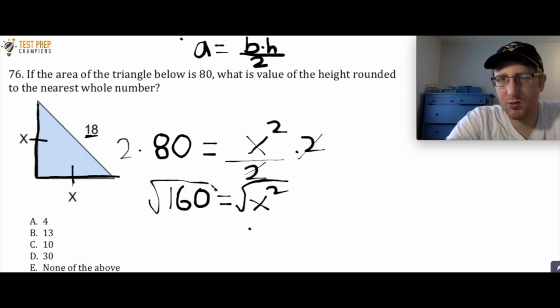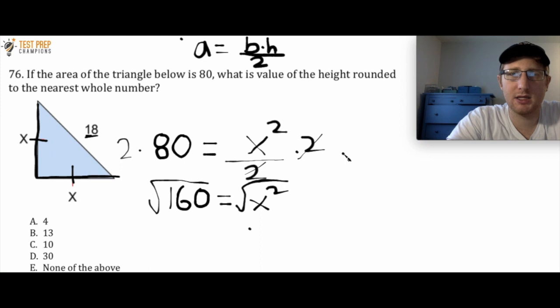So this is where you're going to want to use a calculator. I mean, I Googled the square root of 160 to get the numerical value, but it's something like this, 12.6 and then a bunch of other numbers, something like that.